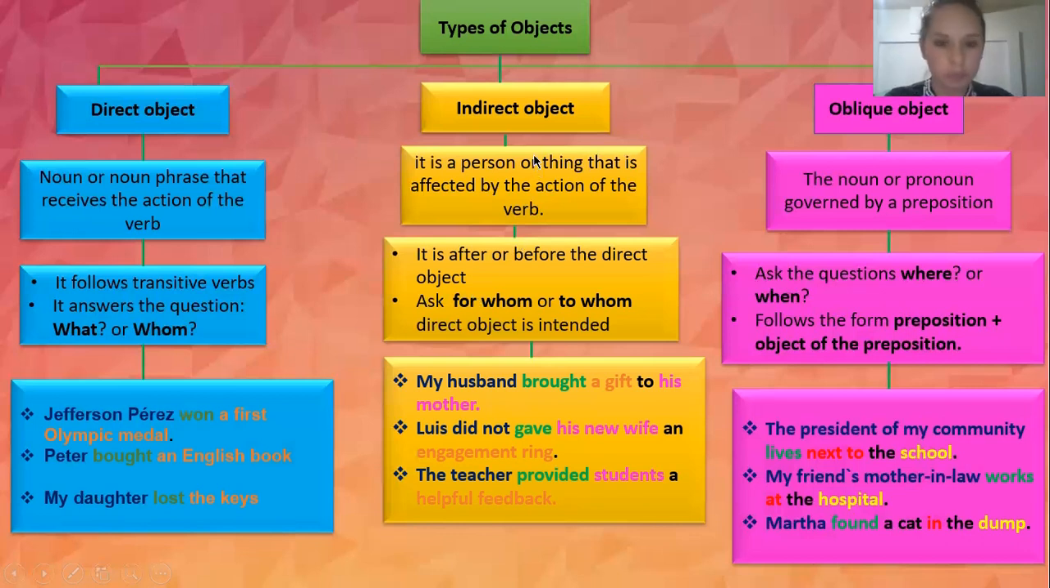Now, the next type of object is the indirect object. Finding an indirect object is fairly simple once the direct object has been identified. The indirect object of a verb receives the direct object. It could be a noun or pronoun.